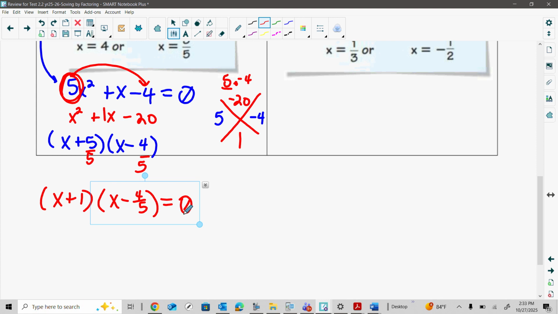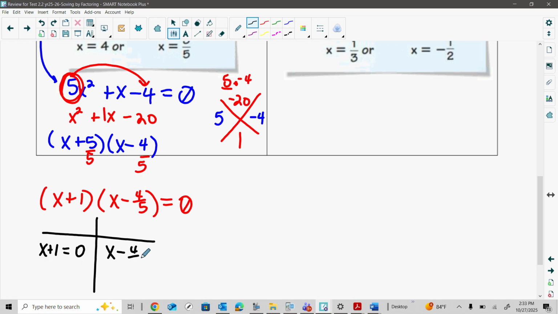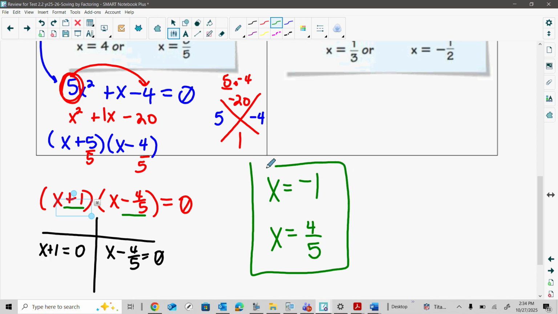Each factor is equal to 0. So if you want to create a little table, where this x plus 1 is equal to 0, x minus 4/5 equal to 0, or you could see it mentally. If it's plus 1, then x equals a negative 1. If it's minus 4/5, then x equals a positive 4/5. And here is our solution.